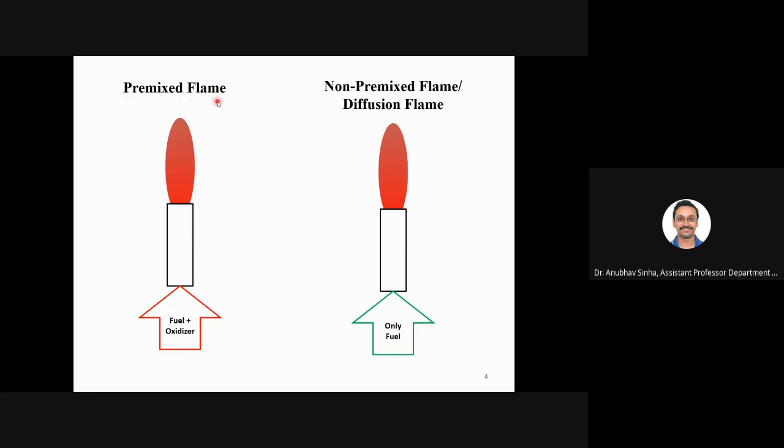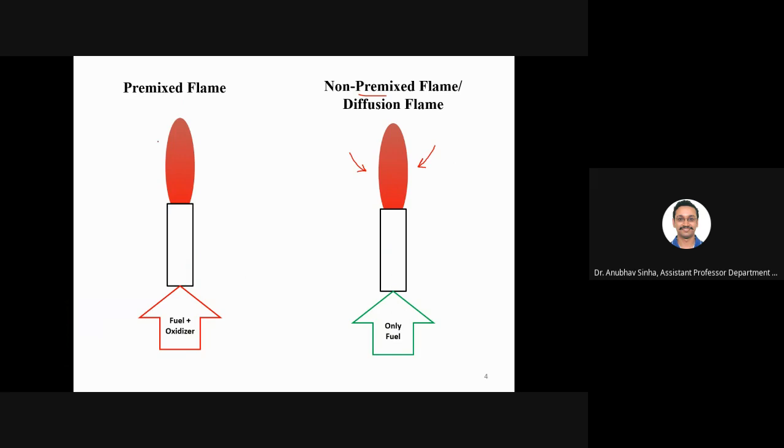Okay. Or what I can do is close the oxygen port. I will say that only fuel is coming. So if only fuel is supplied to this Bunsen burner, when it comes out, what will happen? Only fuel is there. Now oxygen will come from the ambient. Oxygen will come from the surroundings and then it will burn. So this type of flame is called a non-premixed flame or diffusion flame.